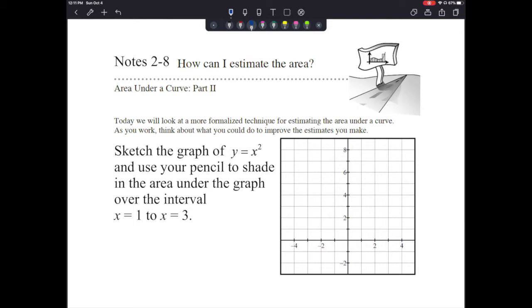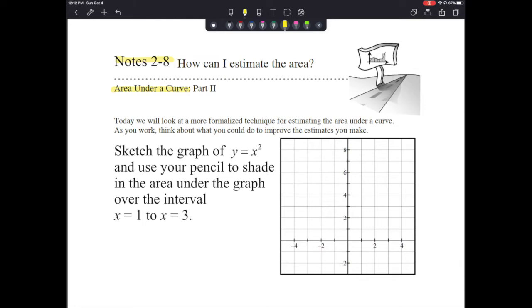Welcome to the notes for 2-8. This is our second lesson out of 3 on area under a curve. Today we will look at a more formalized technique for estimating the area under a curve. As you work, think about what you could do to improve the estimates you make.